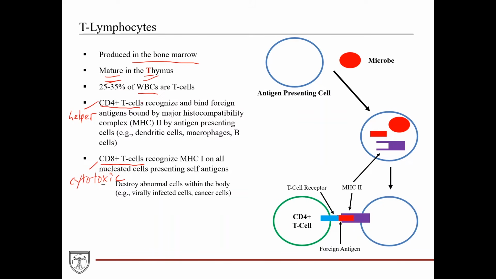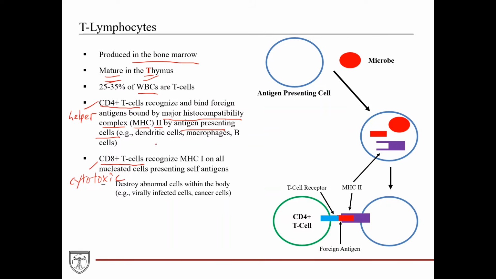So for CD4 positive cells, we've got a nice diagram here to show you this. What they do is they recognize and bind foreign antigens that are bound by major histocompatibility complex, also known as MHC2. So there's MHC1 and MHC2. CD4 positive cells recognize MHC2, and these are essentially proteins present on the surface, as you can see here, of antigen-presenting cells.